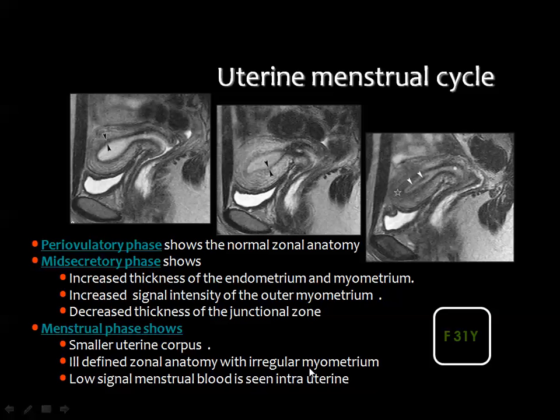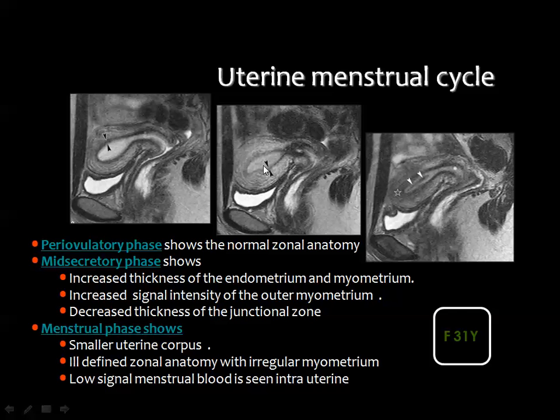Then you know that there are several changes which occur in the uterus during the menstrual cycle. This is the proliferative phase where you can see the zonal anatomy in the T2 weighted image. The endometrium is bright, the junctional zone is thin, and it is dark. The myometrium is gray.